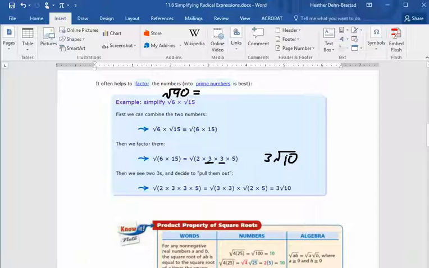Or we can do it the way they did it. They said, okay, I'll put these 2 together and then I'll put these 2 together. So 3 times 3, that's the square root of 9. And 2 times 5, that's 10.